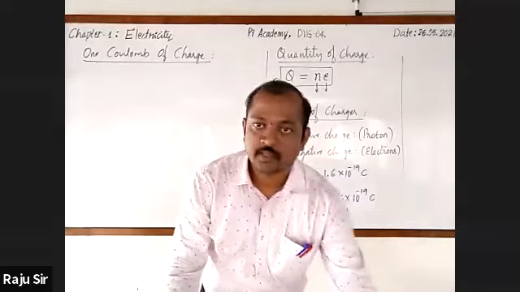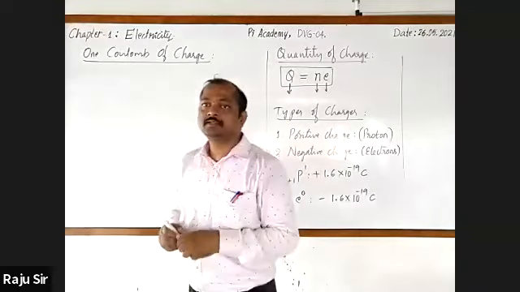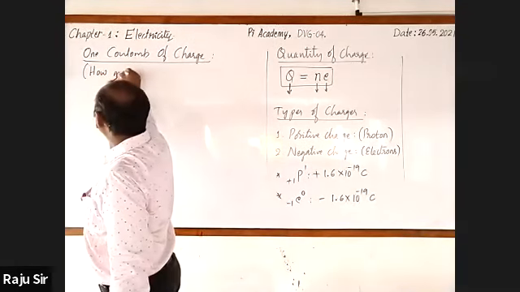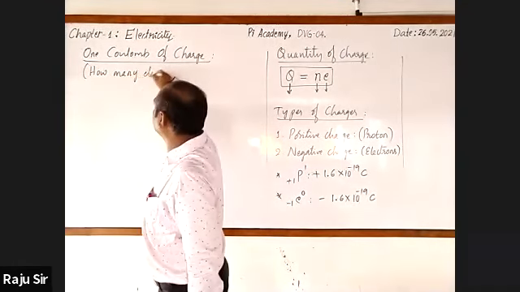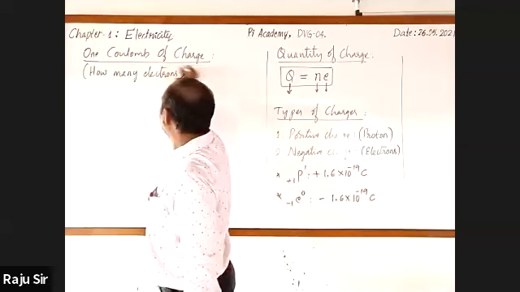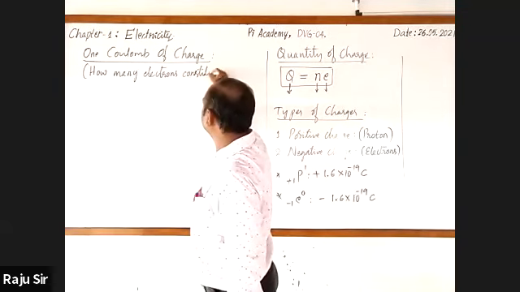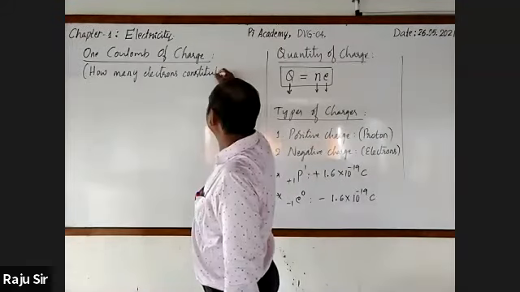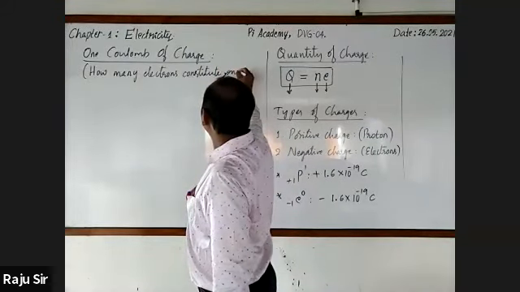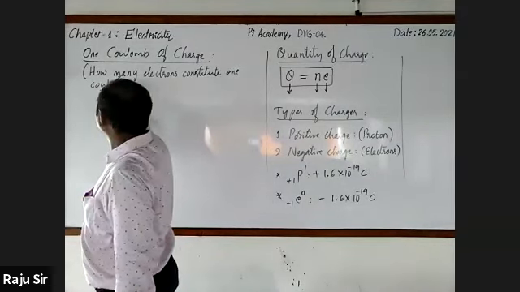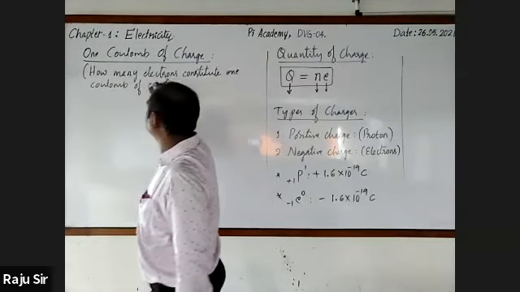1 coulomb of charge. In bracket, you write it as a question. That is, how many electrons constitute 1 coulomb of charge?